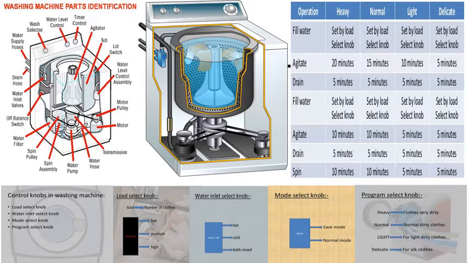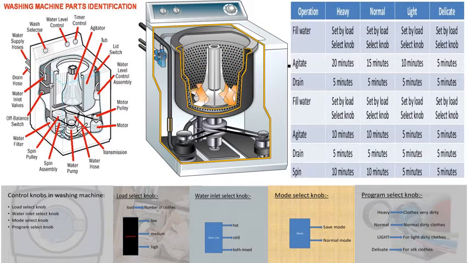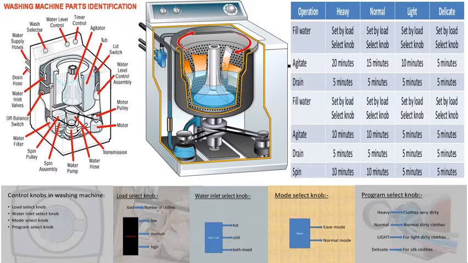Next is agitate. The wash basket will rotate in a clockwise direction for 10 revolutions. After that, the wash basket will stop for 2 seconds. Then the wash basket will rotate in an anti-clockwise direction for 10 revolutions. This process will continue for specified minutes as shown in the table.